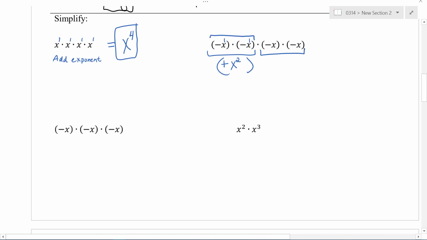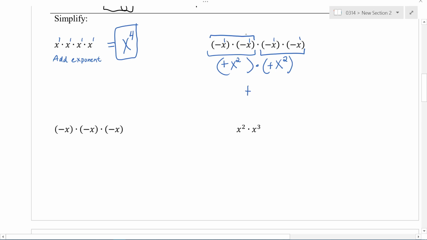Now let's do the same thing over here. Negative x times negative x, that's a positive. And then I have an x multiplied times itself 2 times. So that's an x squared. So now I have a positive x squared times a positive x squared. So our final answer would be positive.